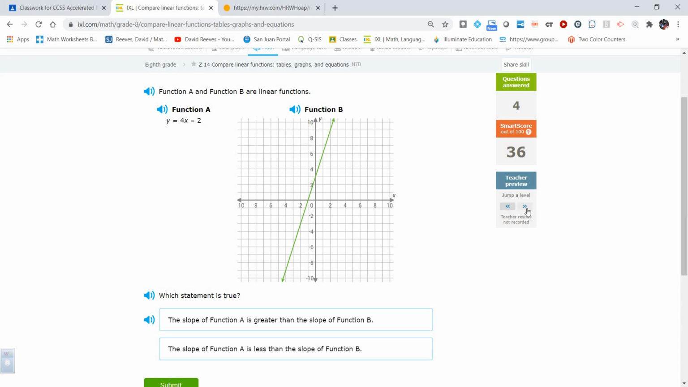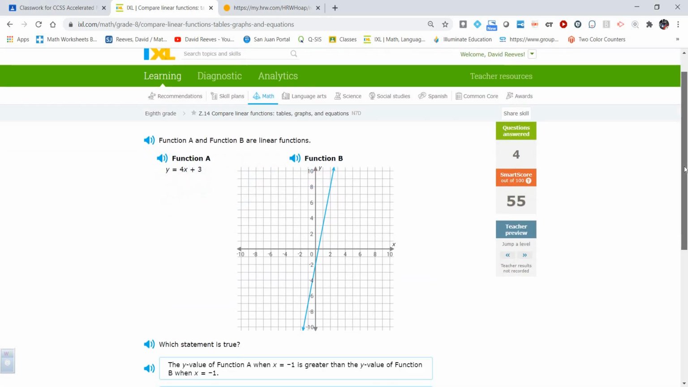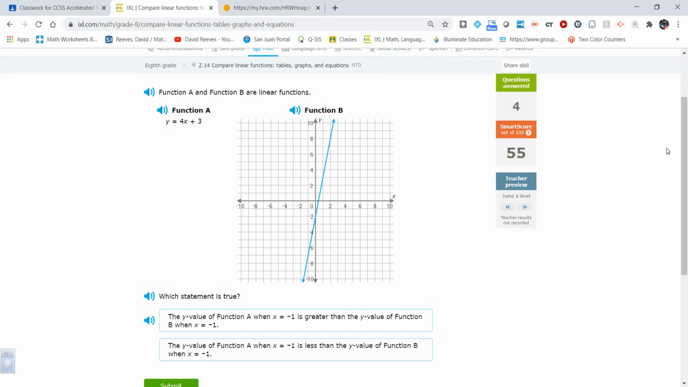Okay, what about this one? That one's back to looking at the slopes. I'm going to skip over that one. What do we have here? Now we've got a different idea. The y values, we want to know how the y values compare given the x values.